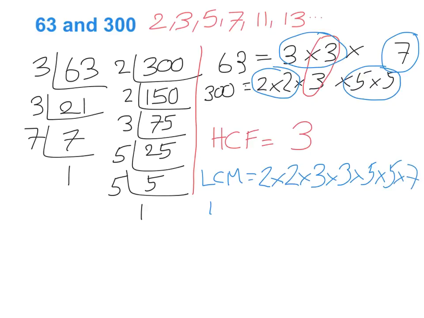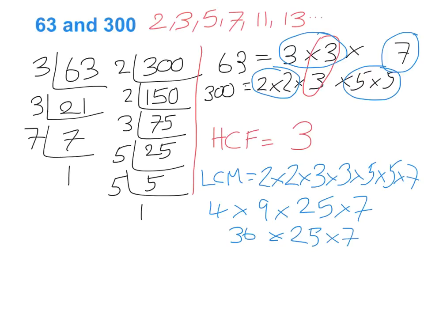Now 2 times 2 is 4. 3 times 3 is 9. 5 times 5 is 25. And then timesing by 7 as well. That becomes 36 times 25 times 7, which gives you a final answer of 6,300.